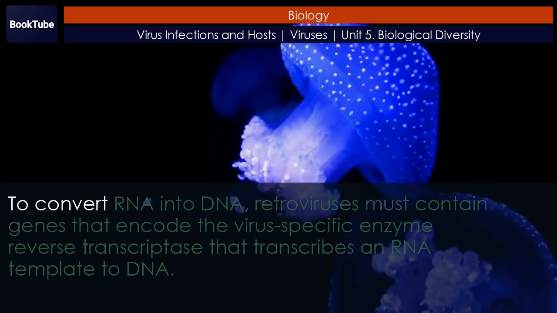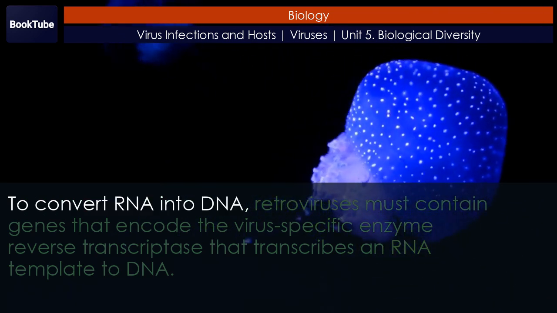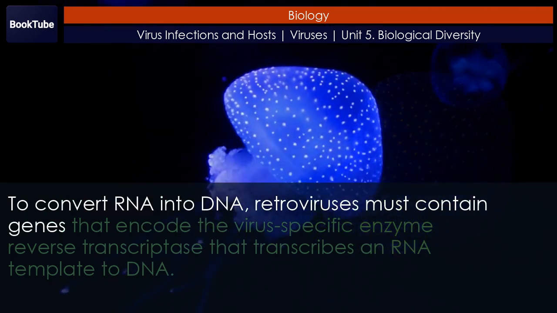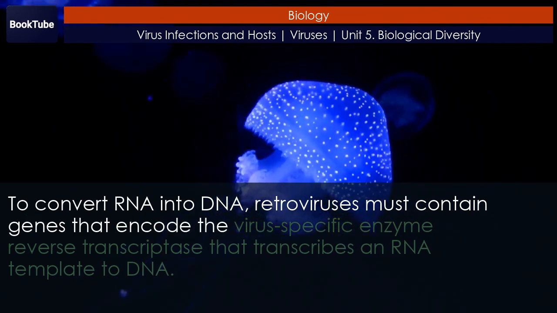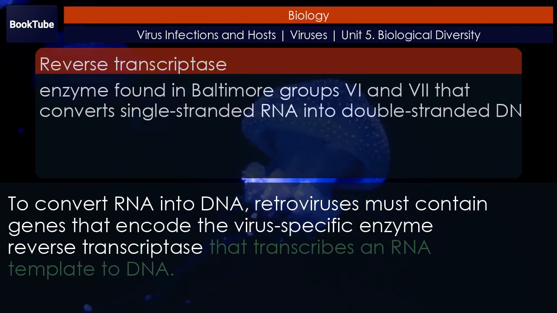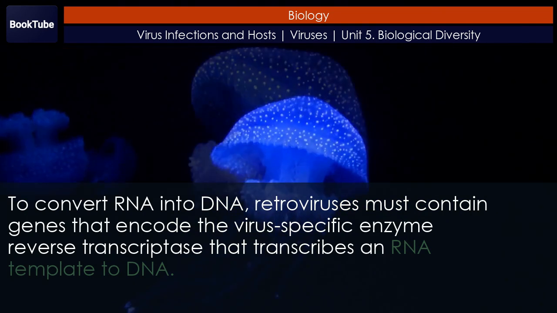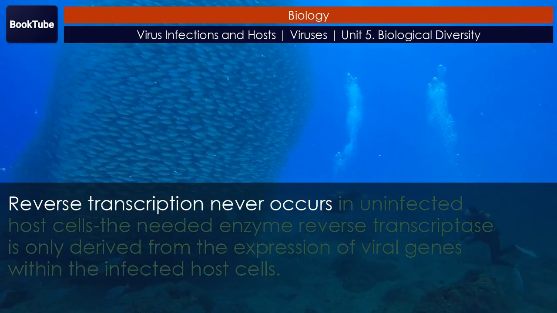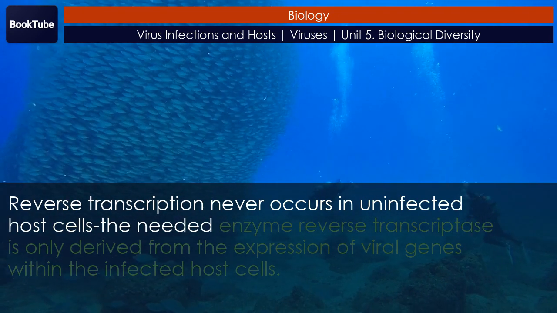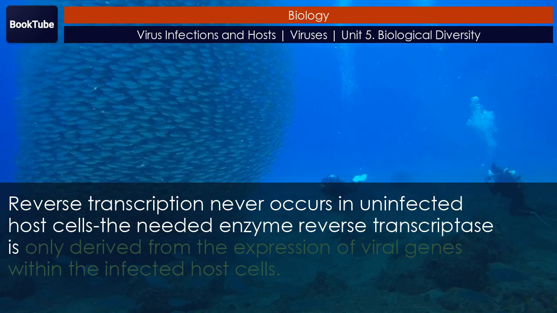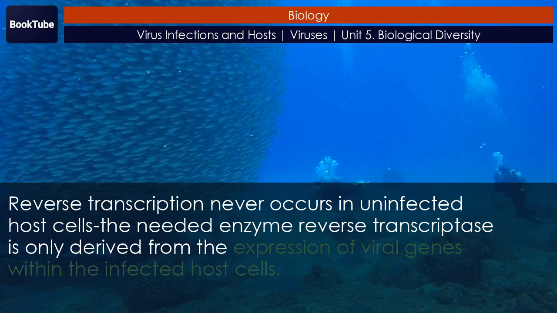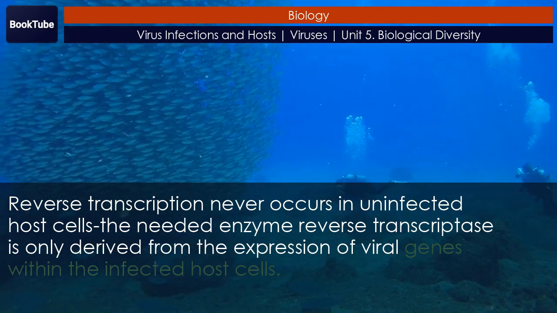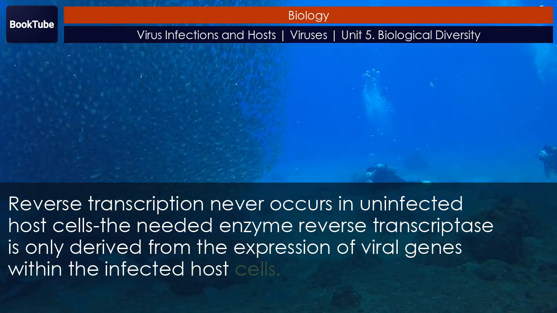To convert RNA into DNA, retroviruses must contain genes that encode the virus-specific enzyme reverse transcriptase that transcribes an RNA template to DNA. Reverse transcription never occurs in uninfected host cells. The needed enzyme reverse transcriptase is only derived from the expression of viral genes within the infected host cells.